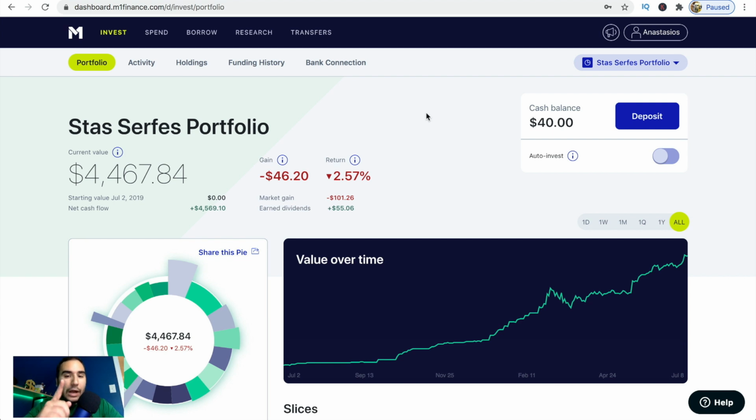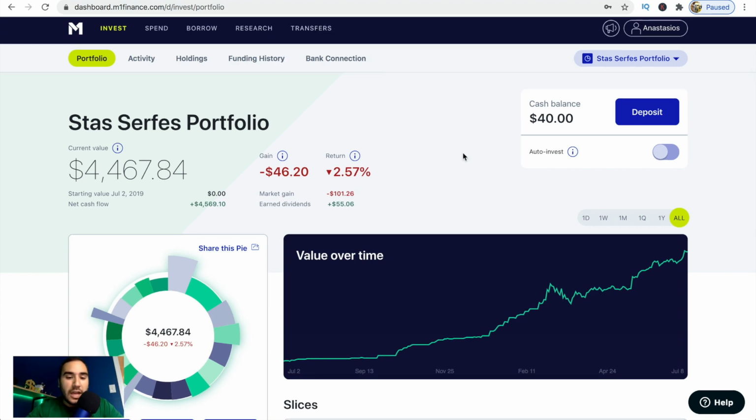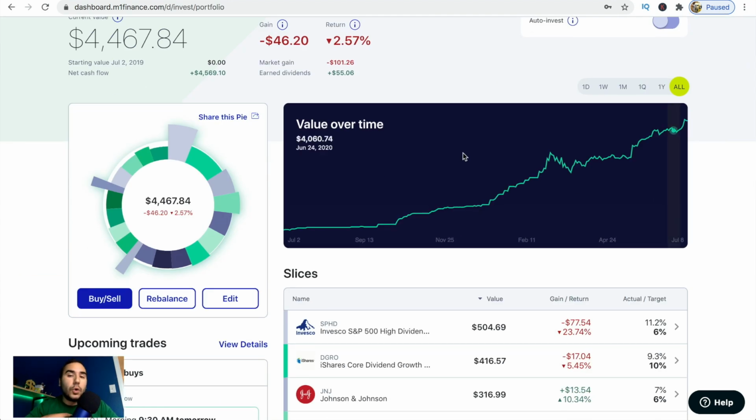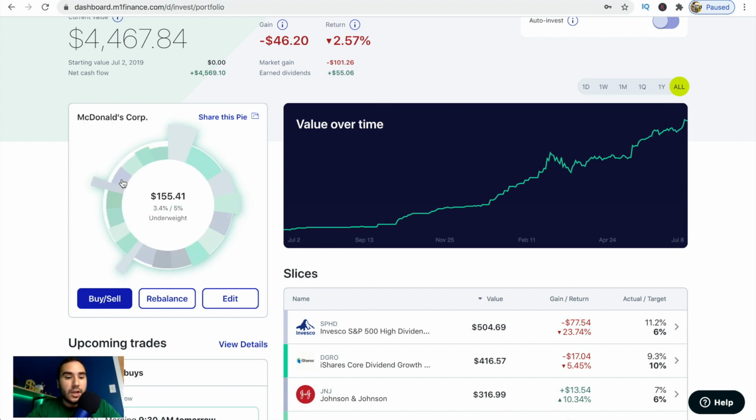Now, let's talk about how to actually structure an M1 Finance portfolio and the beauty of M1 Finance in itself and why I personally love it. So the way that you structure it is right here. So you create a pie. This is really a pie system based brokerage. So you have your pie here, and each pie has slices, and these slices are stocks and ETFs, right?